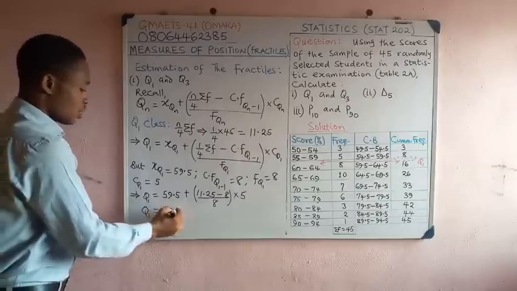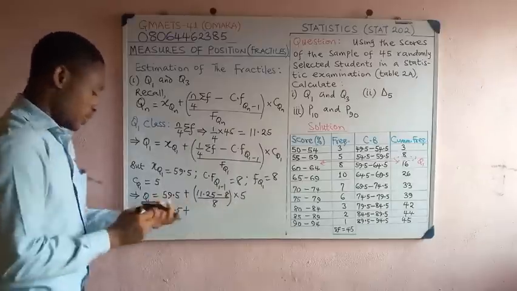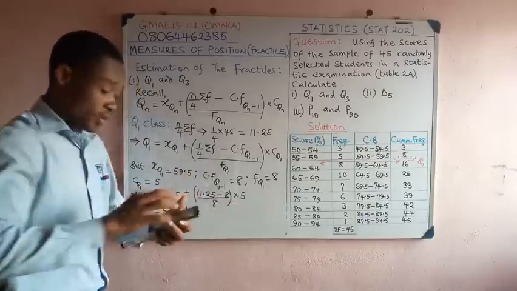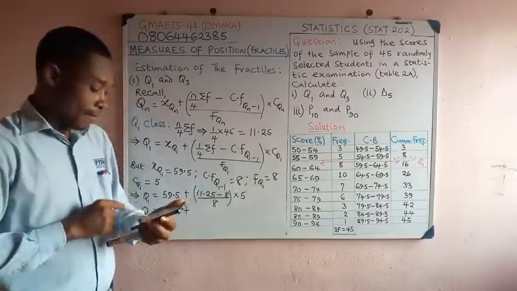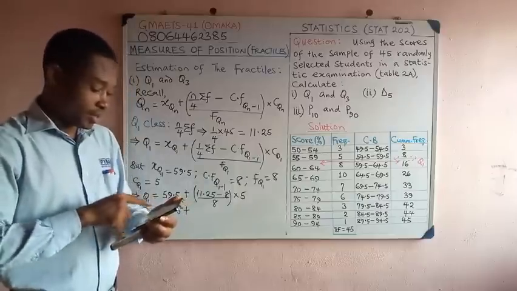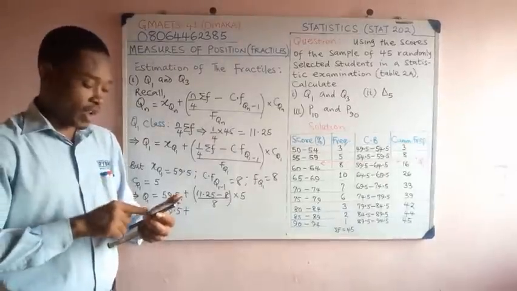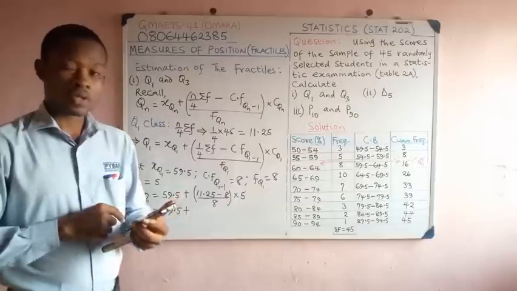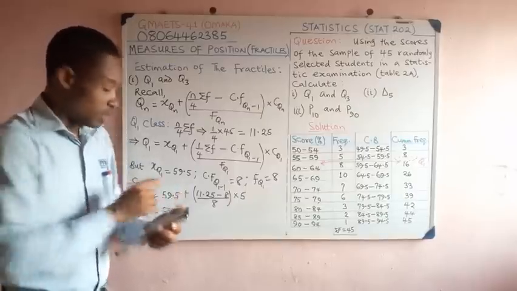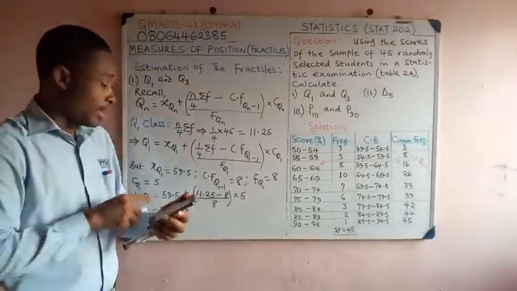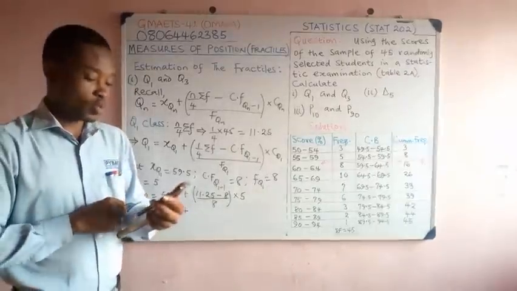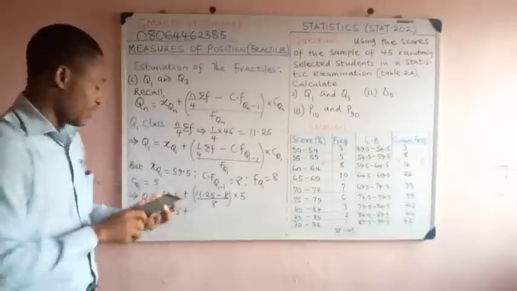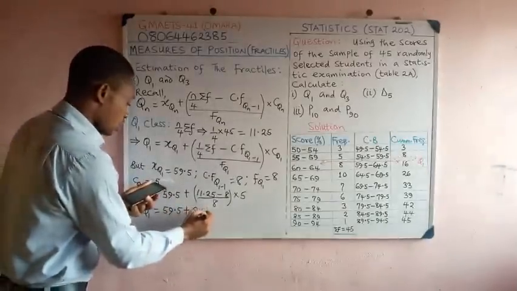This is 59.5 plus. We shall obtain everything here first, starting with the bracket. So let's do that. We have 11.25 minus 8. Okay, it's giving me 3.25 here. I'm going to divide it by 8. That is 0.40625. Now I will multiply all that term in brackets by 5. And it's giving me 2.03125. So you're going to have 2.03.